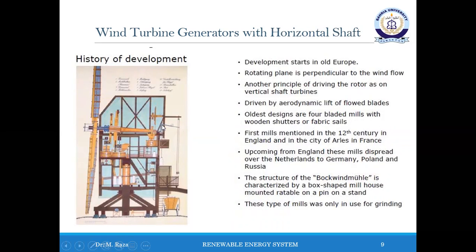Using a tail pole, the buck together with the rotor was oriented in the wind. So here, this is the moving part. The main shaft with the rotor is almost horizontal. The brake wheel drives, via the lantern gear, the vertical shaft with the millstone.